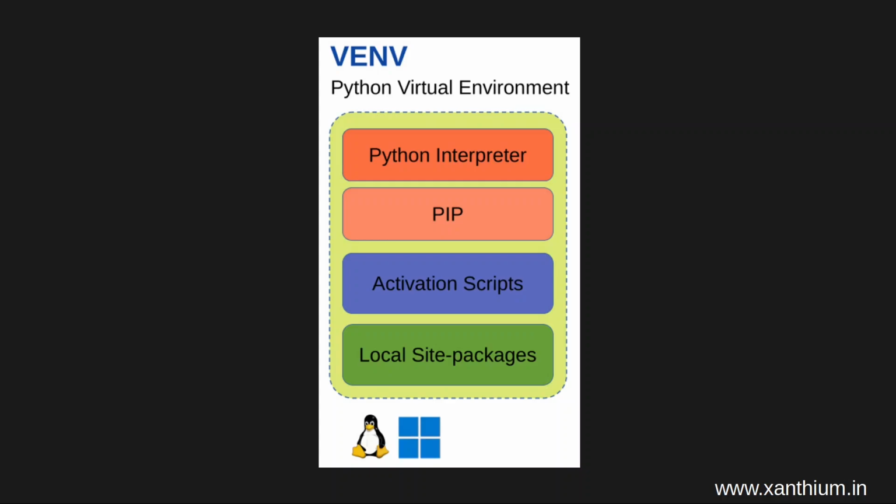Basically, a Python virtual environment is a directory which will contain a Python interpreter. It could be a copy of the Python interpreter or a symlink to the main Python interpreter in the system. This is a basic, simplified block diagram of a VENV Python virtual environment. The virtual environment will contain a Python interpreter, pip, the package installer, and activation scripts. These activation scripts are used to activate and deactivate the Python virtual environment. There will also be a directory called local site packages. Whatever packages we install will be installed locally inside this directory.